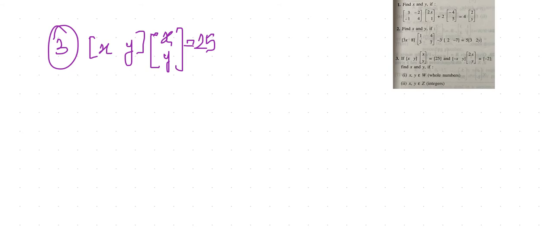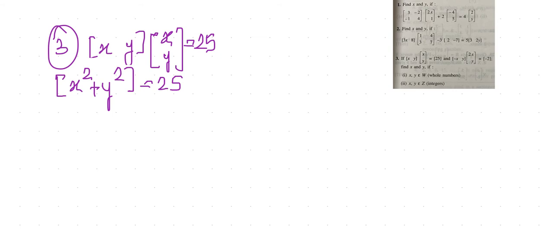Both of them: this is of the order 2 into 1 and this is of the order 1 into 2. See, this is of the order 1 into 2 and this is of 2 into 1. So the resultant matrix will be of the order 1 into 1, meaning there will be a single element. So what will that be, children? This is x square plus y square is equal to 25. So this is what you are getting.